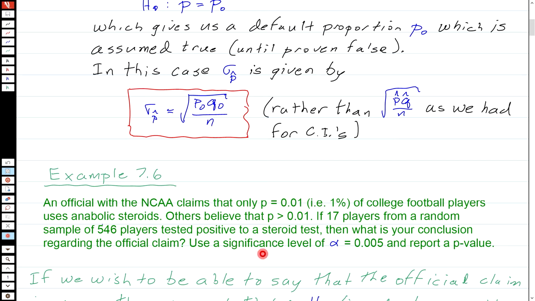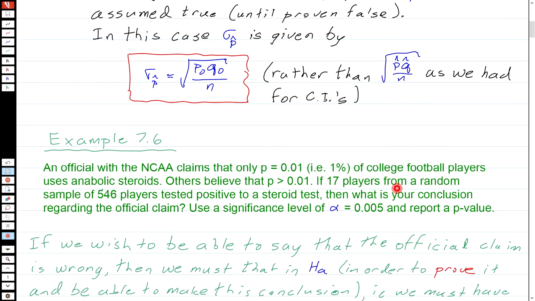You will use a significance level of alpha equals 0.005 and report a p-value. So we're choosing a fairly small significance value here. Since we're reporting a p-value, we'll see whether we needed to choose a small alpha value like this.